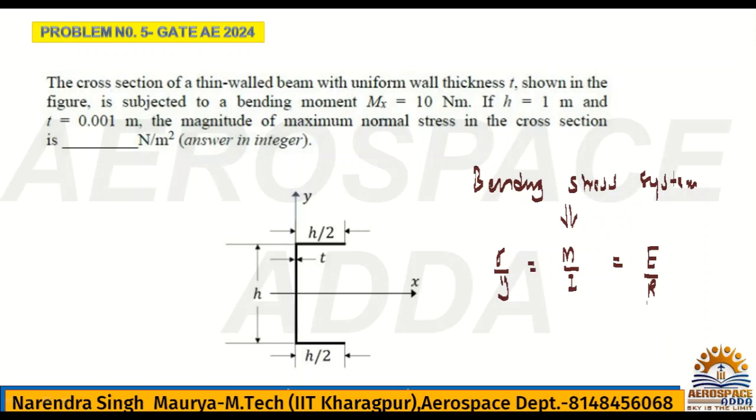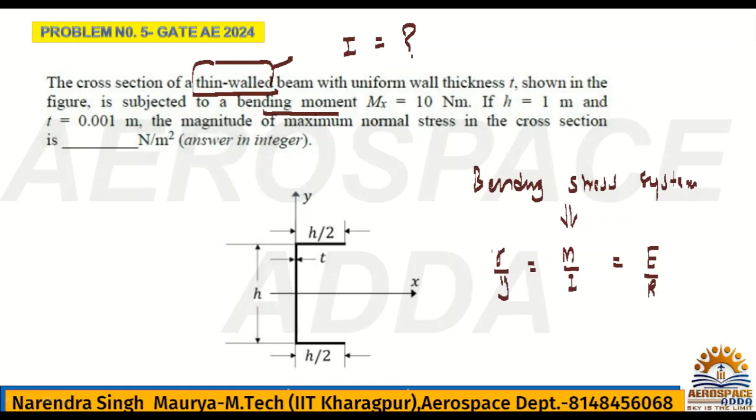Now here, see the approach, how to start the problem. Simple bending moment they have given about the x-axis, so M. Obviously this is the geometrical structure, and that too thin wall, so for thin wall you should know how to calculate the value of moment of inertia I, that you will get. Y is the distance from the neutral axis to that particular region, that is the y.